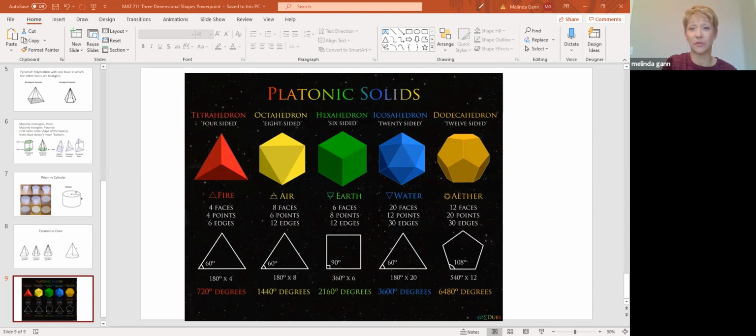But what you're going to have to be able to do, of course, is name the 3-dimensional shapes. Now, let me end with this real quick. Okay, let me stop this sharing.